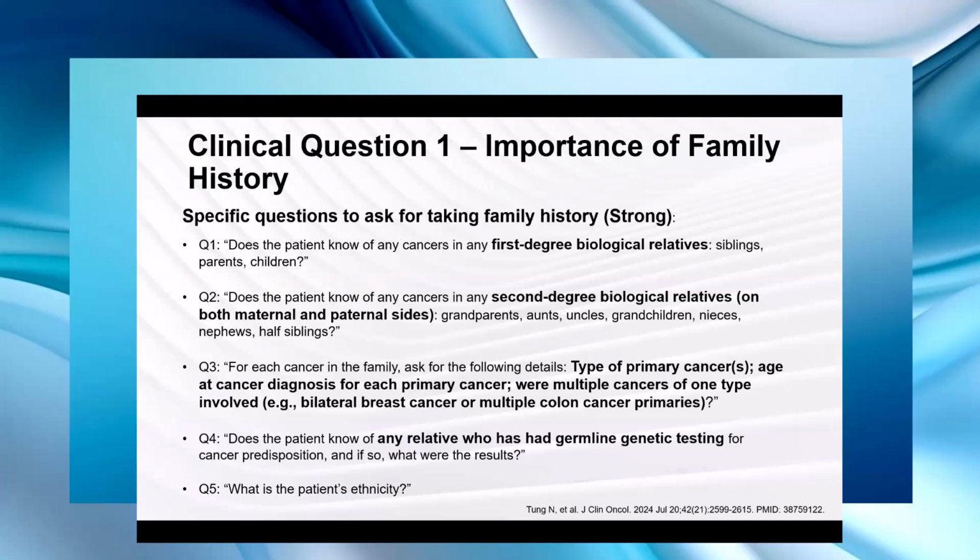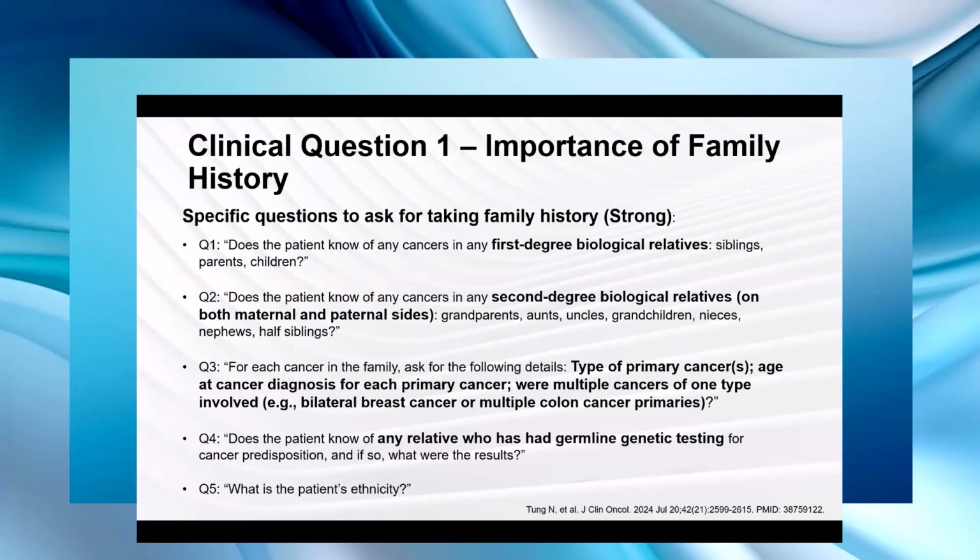For each of those cancers that are diagnosed in the family, it's important to follow that up with an understanding of the following details. What type of primary cancer was diagnosed? What age was that diagnosed at? And whether or not multiple cancers of one type were involved. So to have an aunt with breast cancer, clarifying the age, but also was it unilateral or bilateral? Were there the possibility of multiple colon cancer primaries that developed in one single individual, as that obviously indicates a higher likelihood of a genetic predisposition?